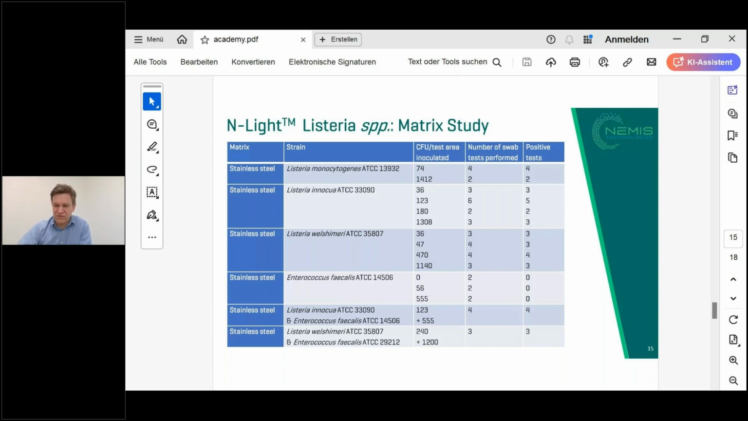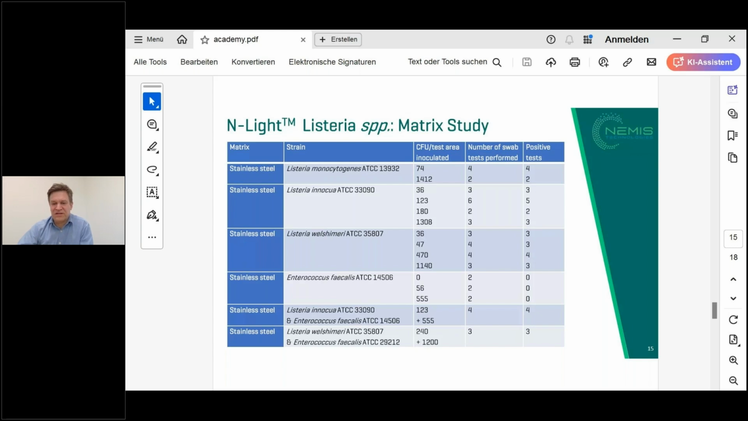And here we found also that it works quite well. Most of the swab tests we did were positive. 4 of 4 for the one L. mono strain at 70, and for the L. mono strain at 74, inoculated from very low to rather high numbers present on the surface, in all cases except one, 5 of 6, but that's still quite good, it was positive.